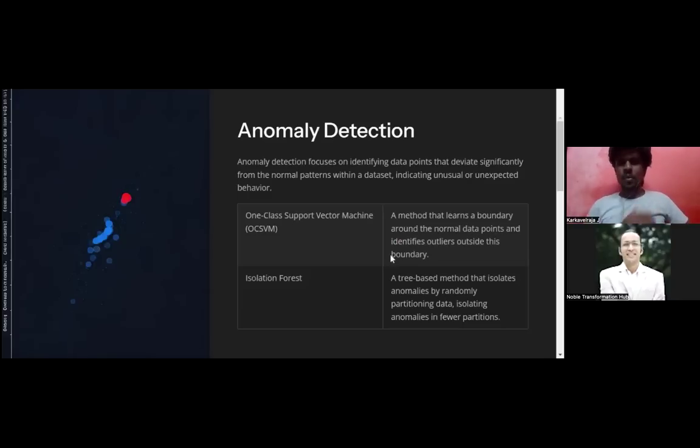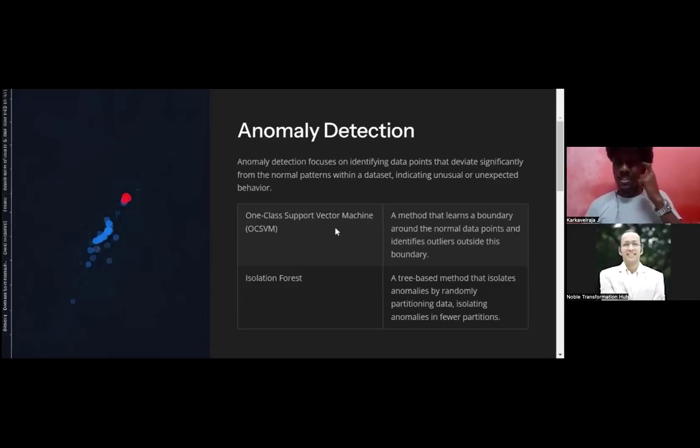Let's see what we have for anomaly detection. One-class support vector machine, OCSVM, is a method that learns a boundary around the normal data points and identifies the outliers outside this boundary. It goes through the pattern, and when a data point is unusual for the pattern, that is, outside the pattern, it treats it as an outlier and removes it, or shows it as an anomaly.